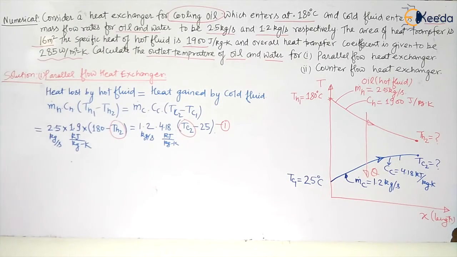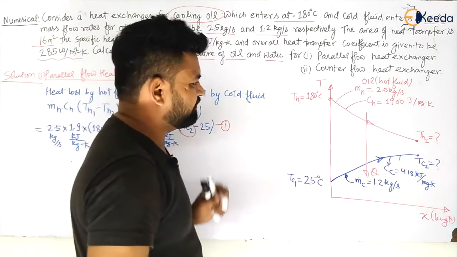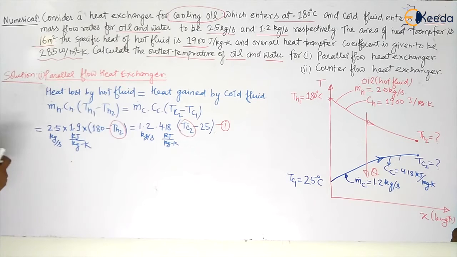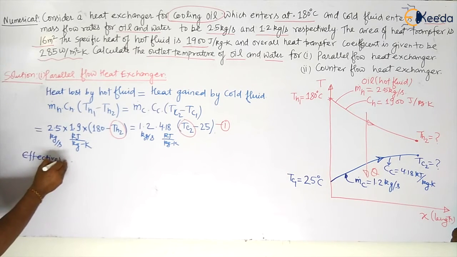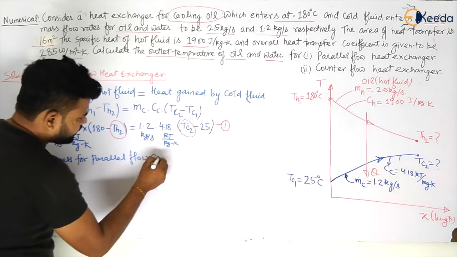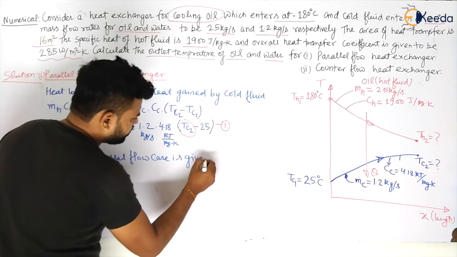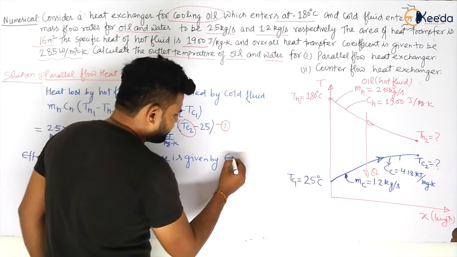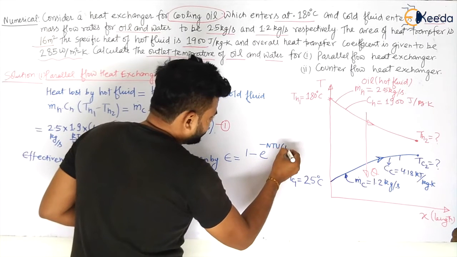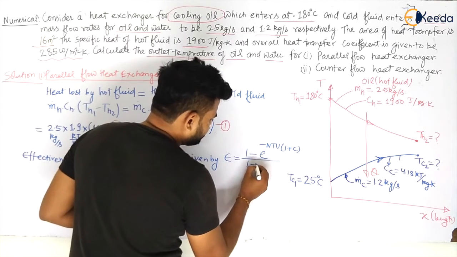We have seen the heat flow. We cannot calculate the outlet temperatures directly, so let us calculate the effectiveness first, because if I know the effectiveness, I can easily get the outlet temperatures. The effectiveness for the parallel flow case is given by that formula which you remember: 1 minus e to the power minus NTU times 1 plus C, divided by 1 plus C, my dear students.